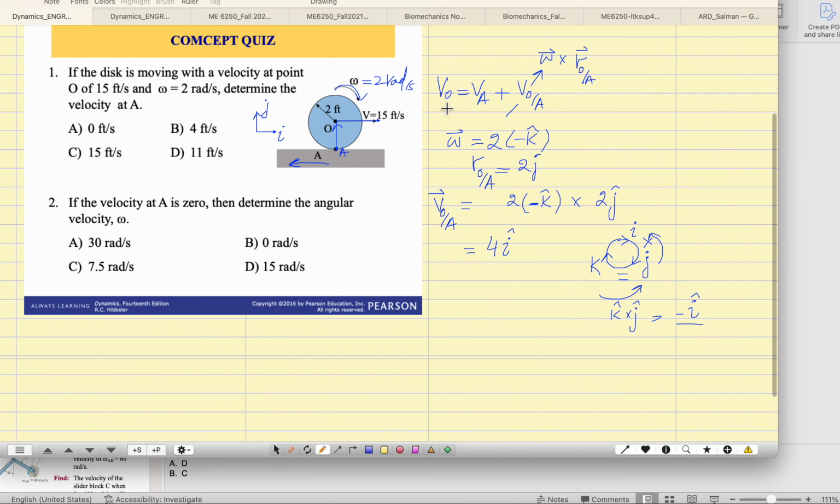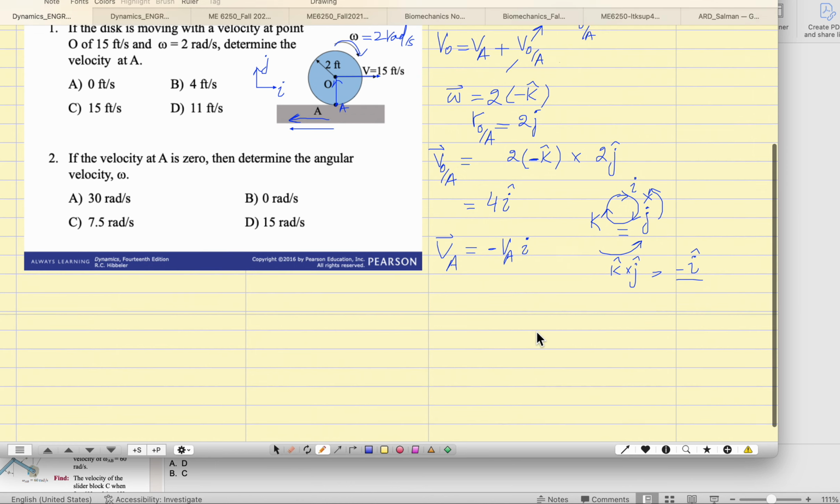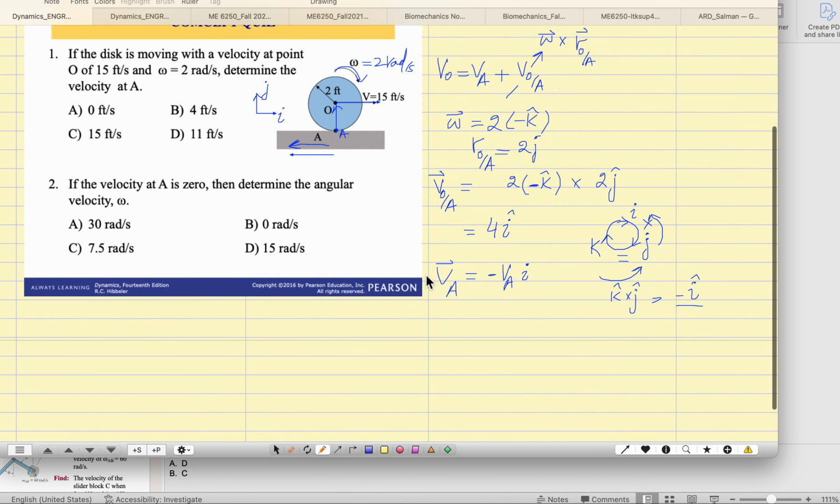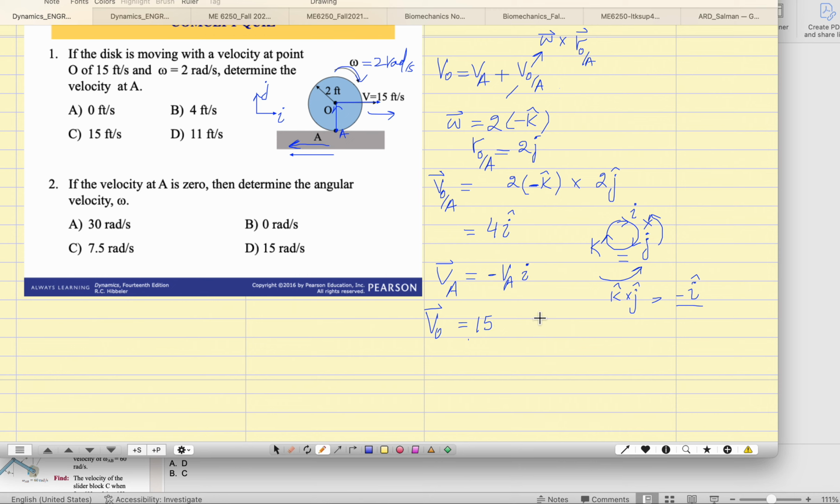Now what is VA? In vector form, this is my velocity on the left-hand side, so it is parallel to the I axis. There is no vertical component, so I can write negative VA I in vector form. We still have to find VA. Agreed? And the velocity of point O is going towards the right side, so I can write 15 as magnitude, and the direction is I.